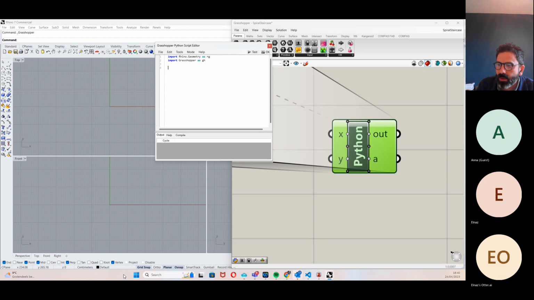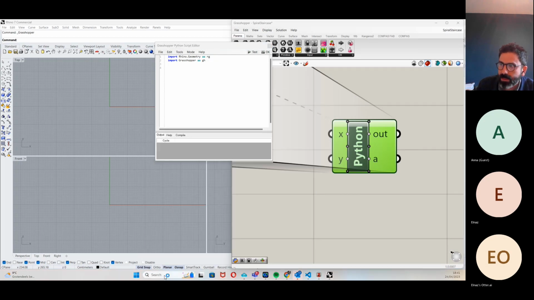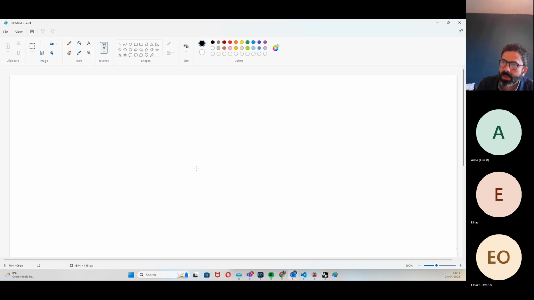So let me open a paint screen and sketch what we want to do. So my goal is going to be, actually, I don't know why we call it the spiral staircase, because it should be called the helix staircase. So this kind of a curve is known as a helix.